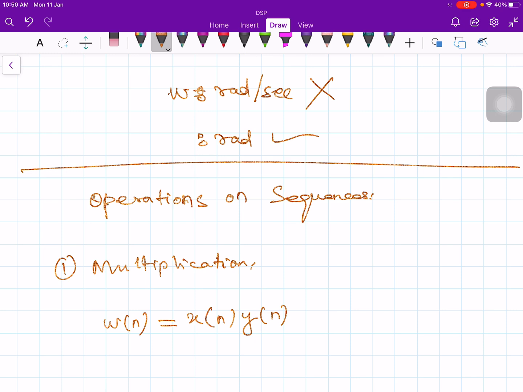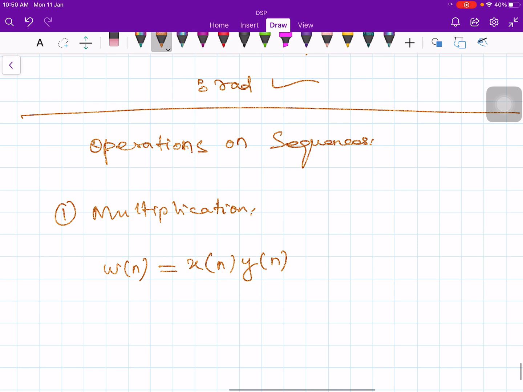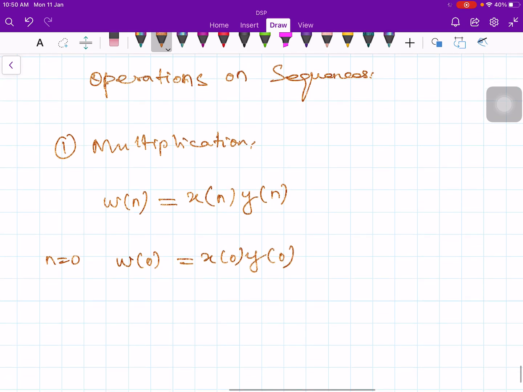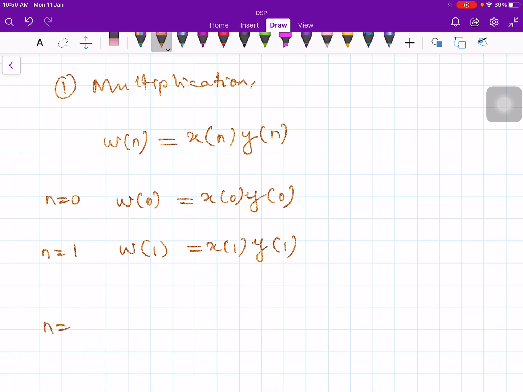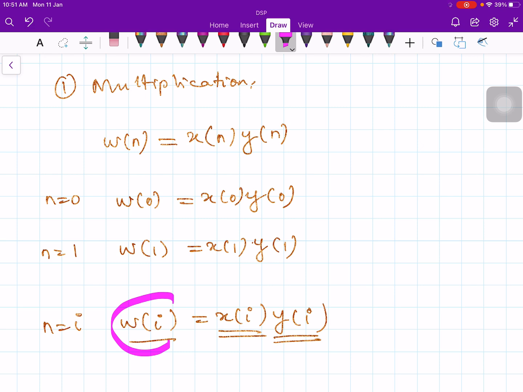It means that the corresponding samples are multiplied, right? Suppose you substitute n equals 0, then w of 0 is equal to x of 0 times y of 0. Substitute n equals 1, w of 1 is equal to x of 1 times y of 1, and so on and so forth. So substitute n equals i, w of i is equal to x of i times y of i. Therefore, the ith sample in w is obtained from the ith sample of x and the ith sample of y.